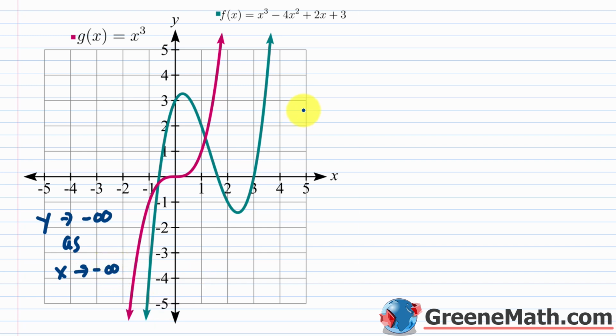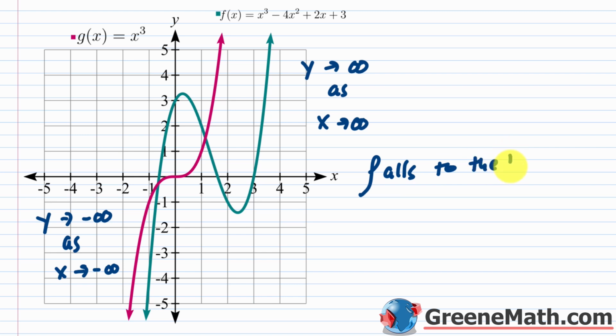And then up here, if we think about what's happening to the function values or the y values, well, y is now going to approach positive infinity as x also approaches positive infinity. So for this type of graph, a lot of times your book will say it falls to the left and rises to the right. So falls to the left and rises to the right. You could also use this notation as well.